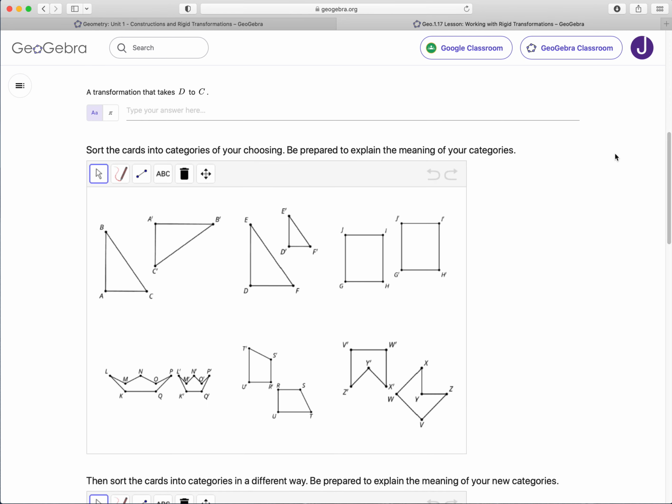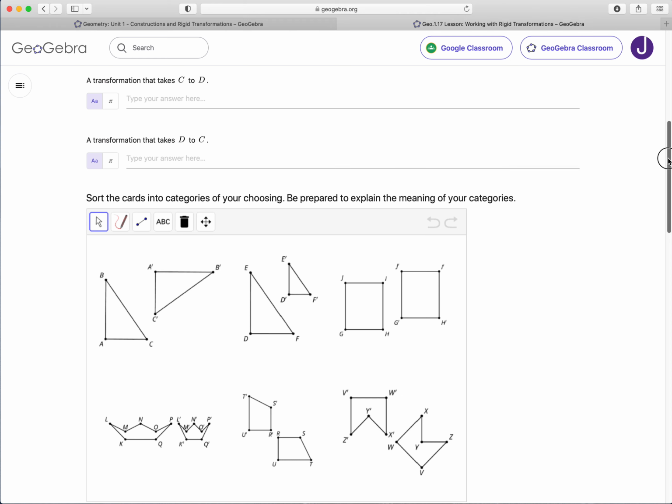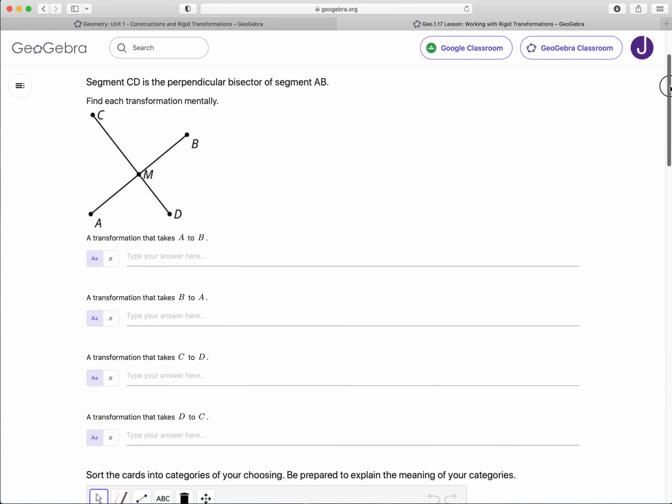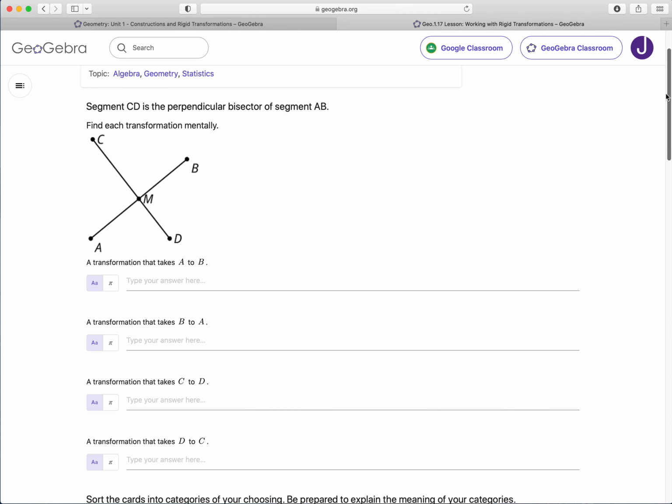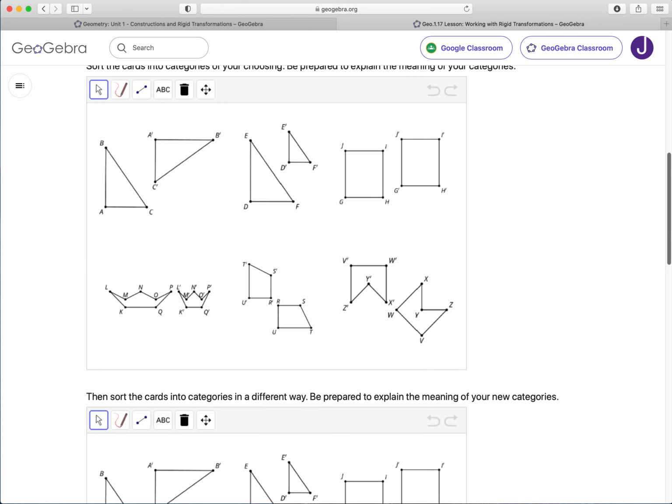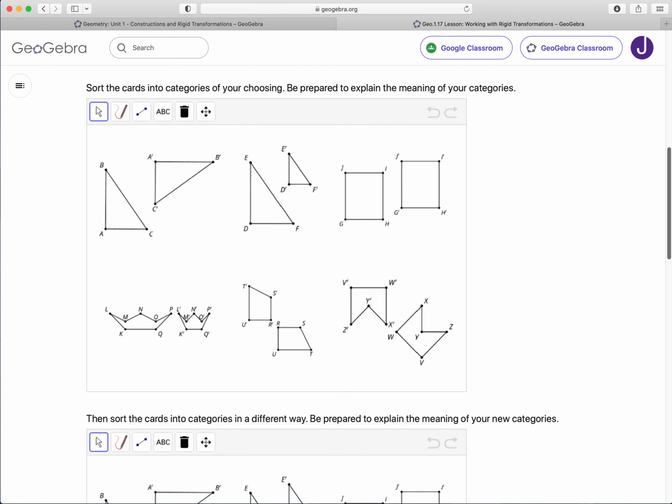All right. And then a transformation that takes D to C would also be another translation, right? D up to C. There's only one way to do that, at least given the information that we have. Okay, cool. Next. All right, sort the cards into categories of your choosing. Be prepared to explain the meaning of your categories.